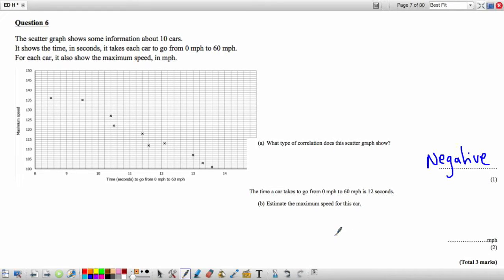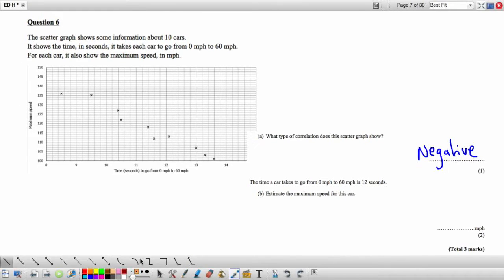A car takes 12 seconds to go from 0 to 60. We're asked to estimate the maximum speed. To do that, our first step is to draw a line of best fit. So a line that goes roughly through the middle of these points, with a similar number of points above and below the line. So your line needs to be drawn roughly here as shown on the screen.